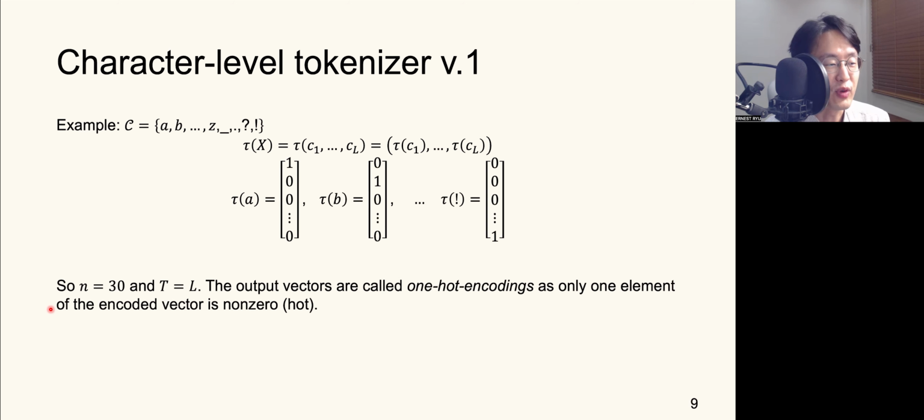So here's a better version of a character level tokenizer. We have the same character set, and we tokenize the individual characters individually, but now all of the letters and all the punctuation marks get mapped to a one-hot vector. This character set has 30 possible characters, so in order to map them all to distinct one-hot vectors, we would need one-hot vectors of length 30. So the output vector is now length 30. In this case, the output sequence length is the same as the input character sequence length.